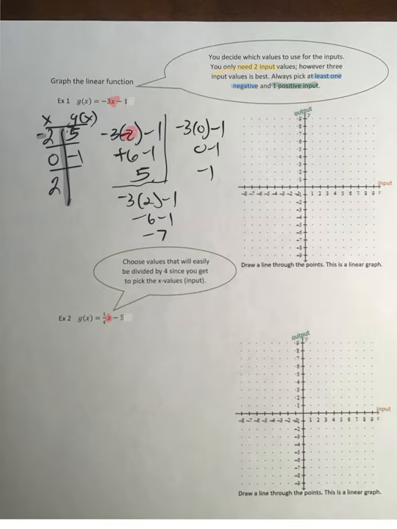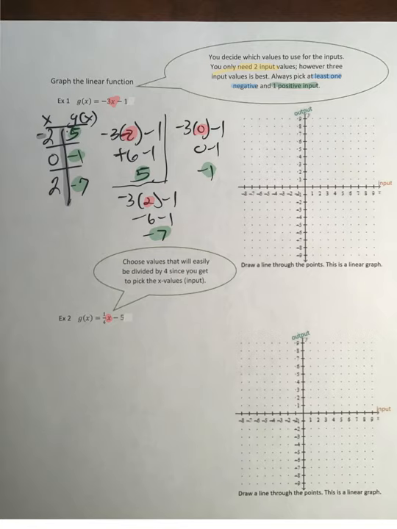So when I plugged in negative 2, and I plugged in 0, and I plugged in 2. When I plugged in negative 2, I got 5 out. When I plugged in 0, I got negative 1 out. And when I plugged in positive 2, I got negative 7 out. So it's just input, output, and then we're going to graph.